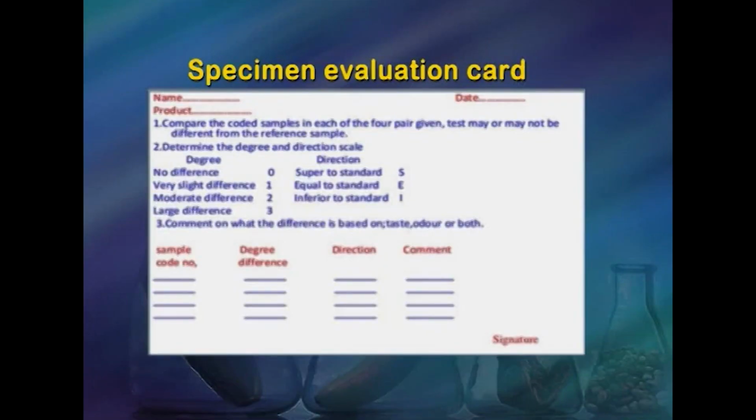The panelist is asked to judge each pair independently as to the degree of difference between the test sample and standard on a scale of 0, representing no difference, to 3, representing extreme difference. Additional questions on direction of difference can also be asked. The panelist is not to guess, and he is penalized for guessing through the coded duplicate standards in two pairs.